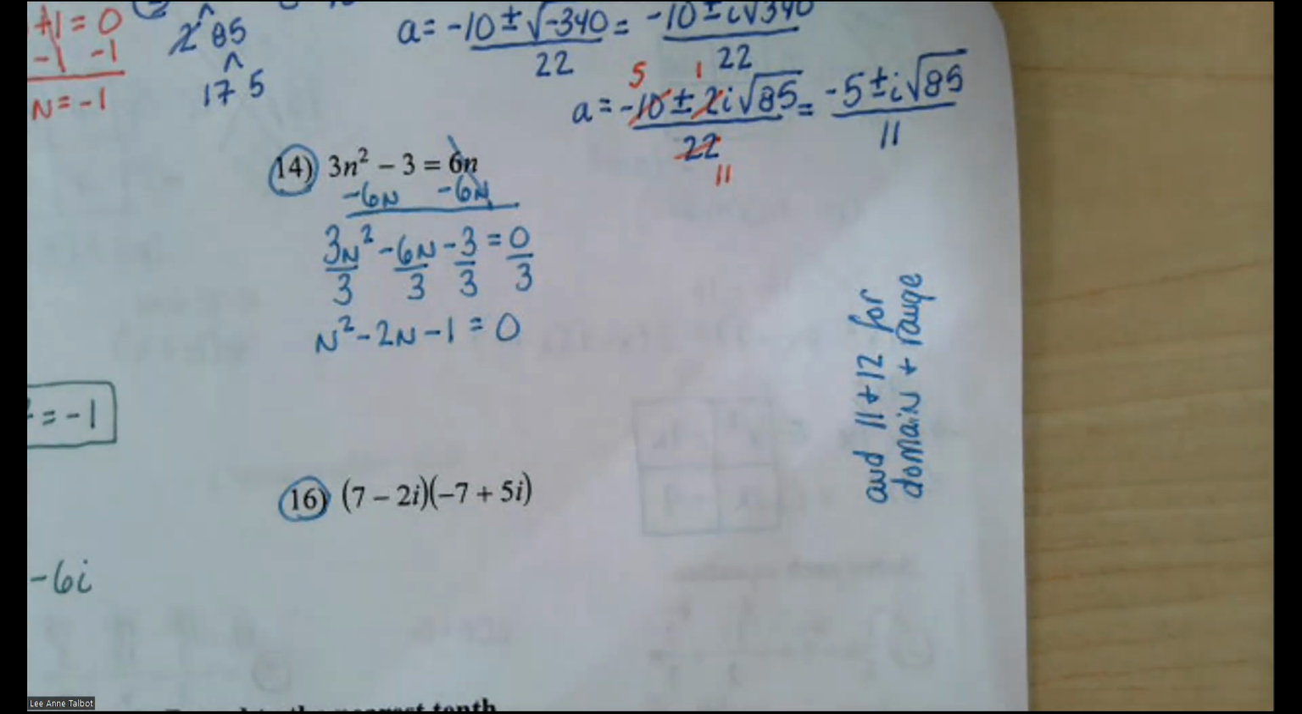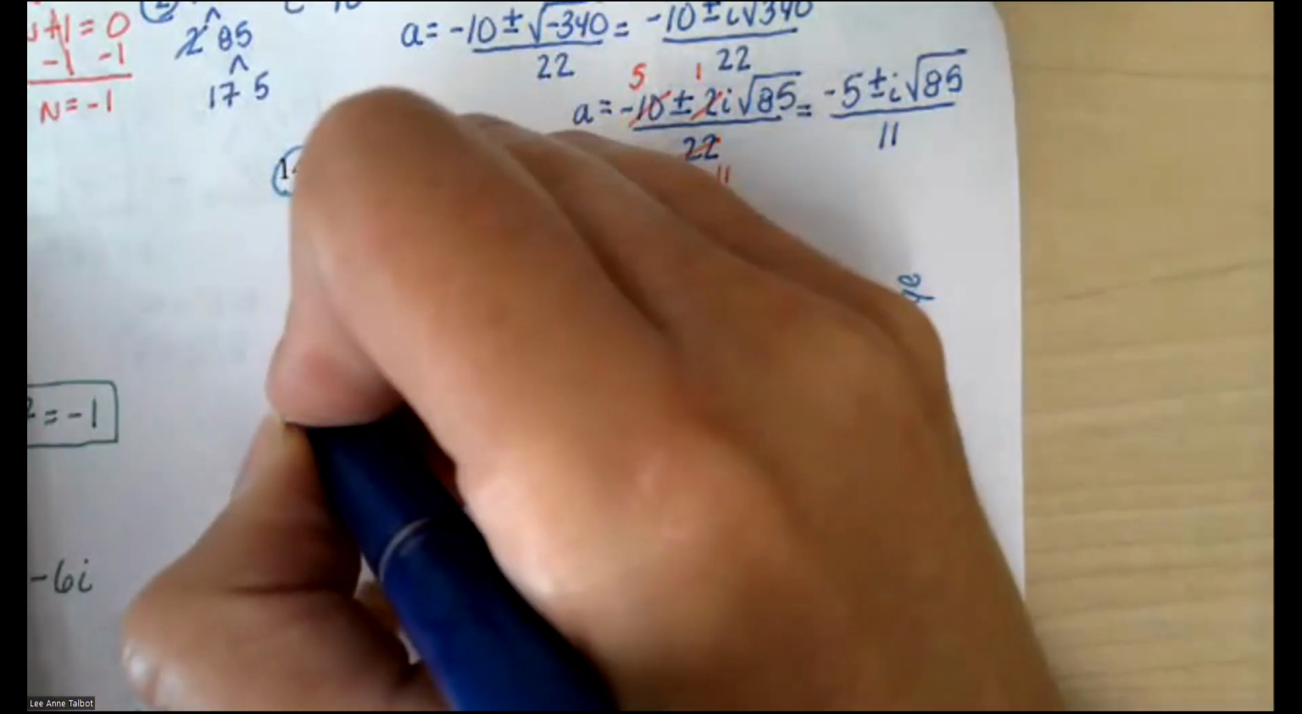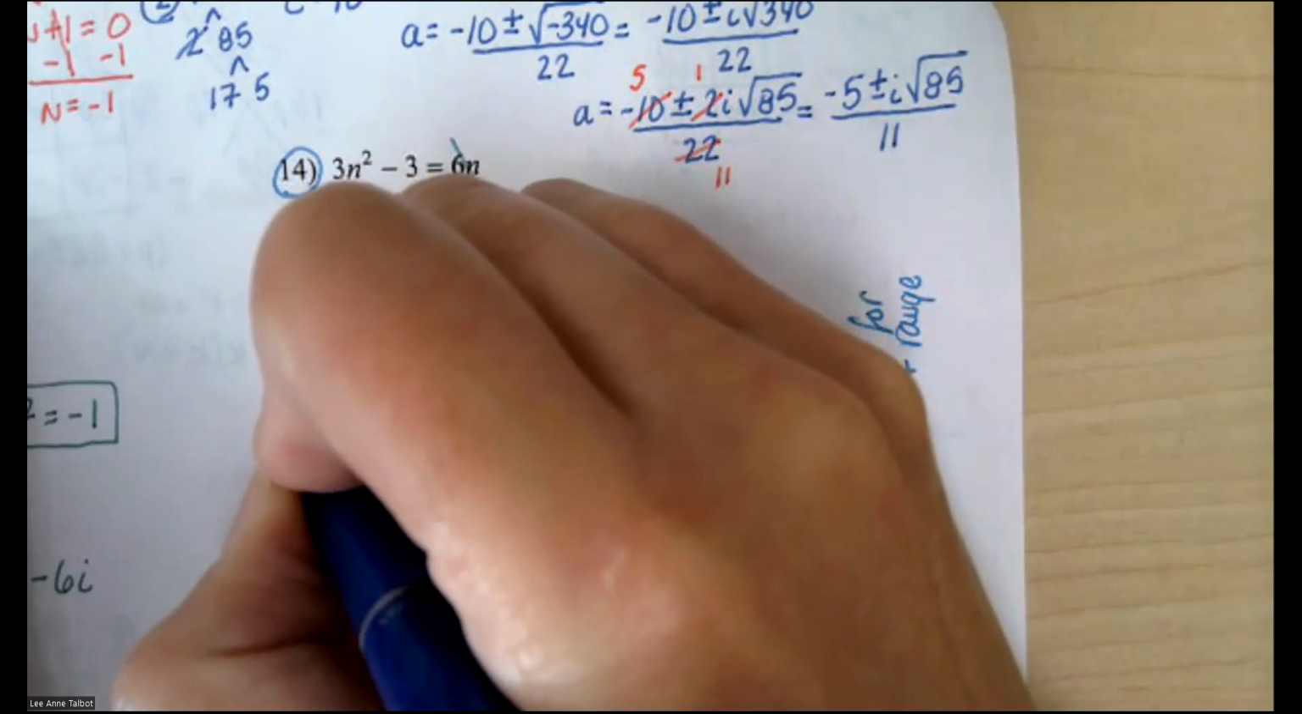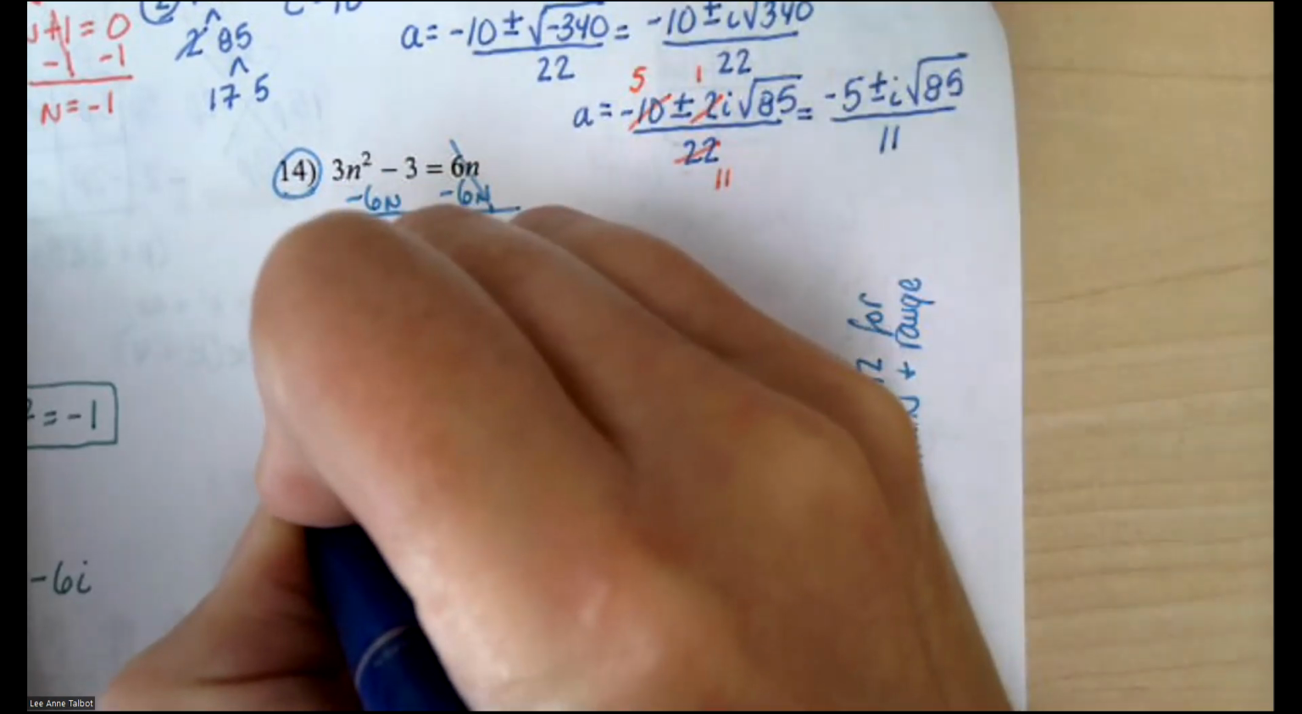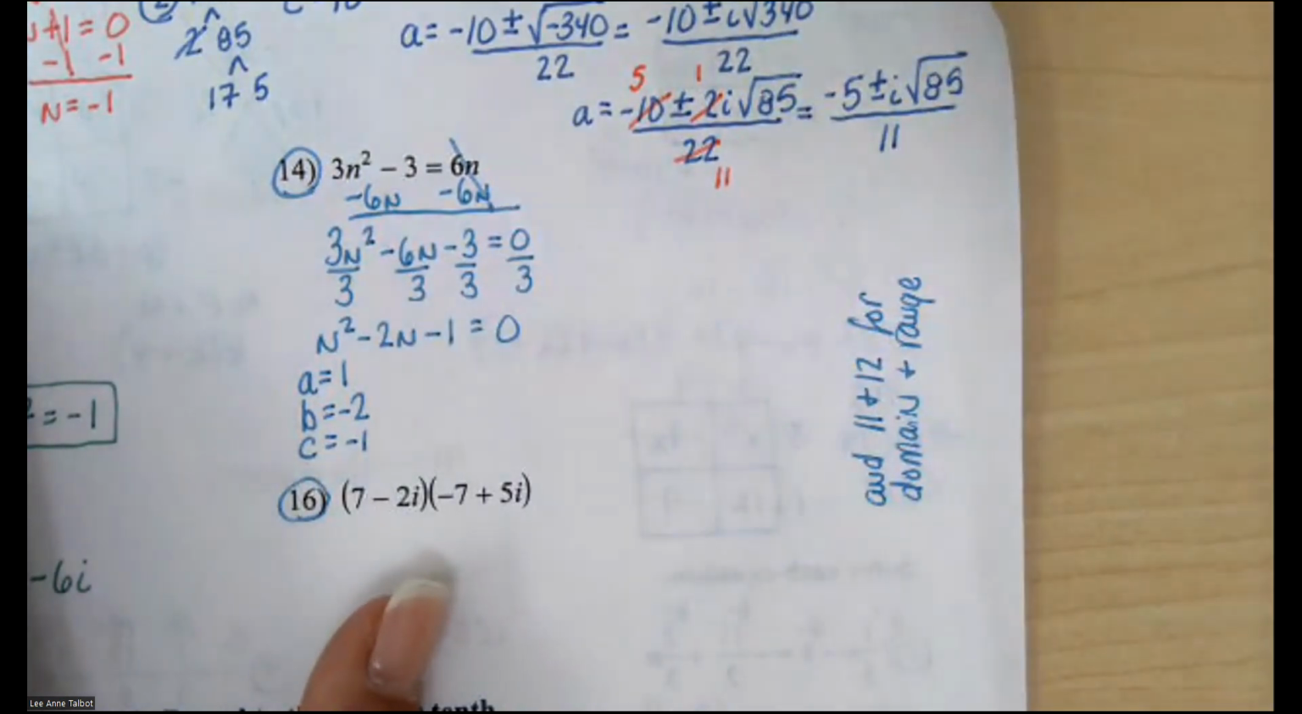I don't think the diamond works. Did anybody try a diamond? Anybody? It doesn't? Thank you. Okay. A equals 1, B equals -2, C equals -1.